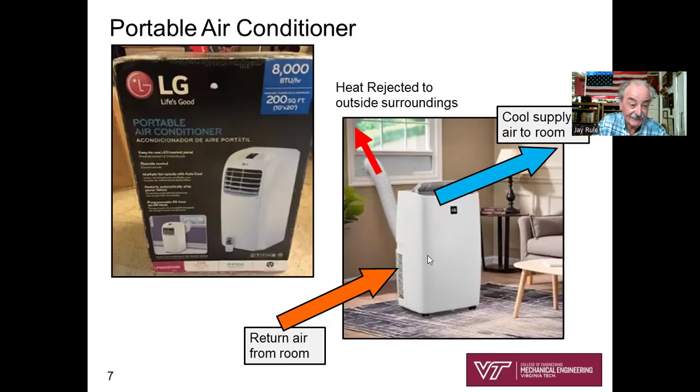And another thing we see from this portable air conditioner is there's this duct. To me, it looks almost like a dryer duct, but it's hooked up. It's blowing hot air, rejecting heat to the outside surroundings. And so do you see how similar this portable air conditioner is to the window air unit? But I'd say much more attractive and much more portable.